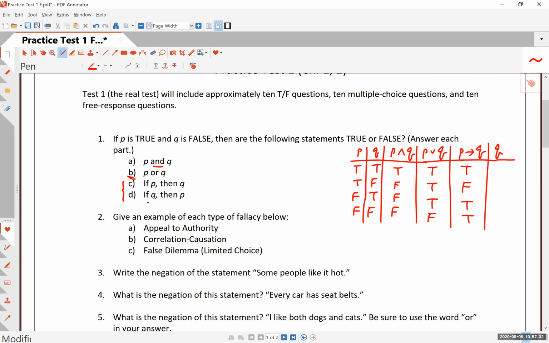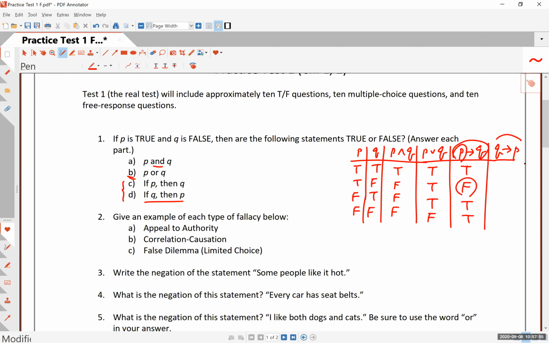And the last question here, Q implies P, if Q, then P, goes backwards. Remember, a conditional statement is false only if the first part, the antecedent, is true and the consequent is false. So if we go TF, then that statement will be false. Over here, you have to kind of reverse that.